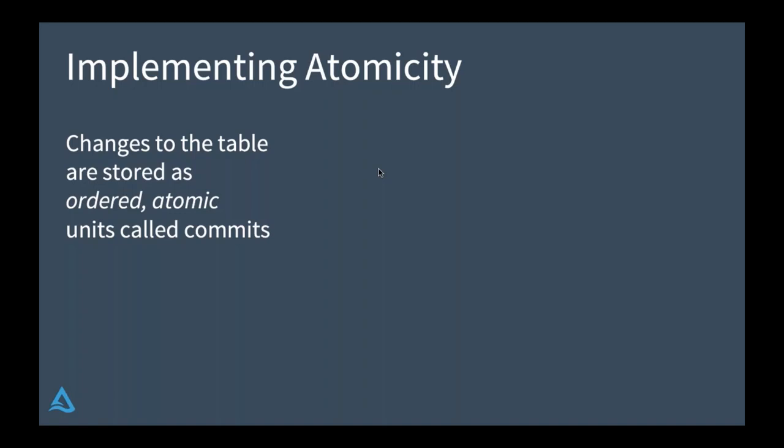So how does this allow us to get ACID, to actually get these nice properties of transactional databases? One detail here is when we're creating these table versions, we store them as ordered atomic units called commits. I talked about this before. We create version 0 of the table by creating this file 0.json.